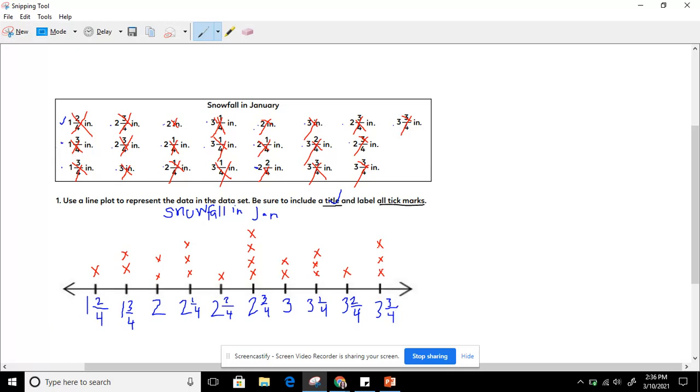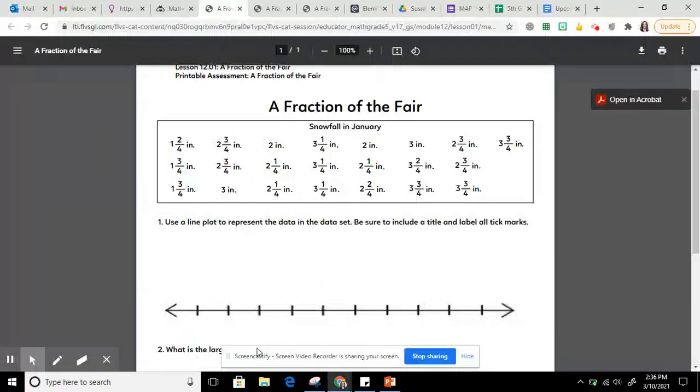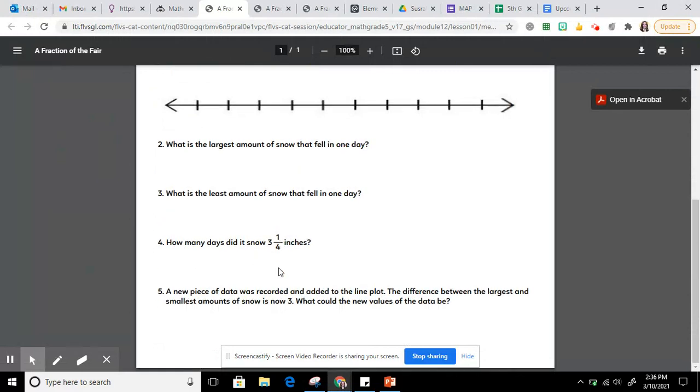Okay, it shows how many of each number we have in the data set. But now instead of it being jumbled up in a box, we have it organized on a line plot. Now, with this data, you're going to answer questions 2 through 5. So if we go back to here, number 2, you're going to look at what is the largest amount of snowfall that fell in one day. Number 3, you're going to look at what is the least amount of snow that fell in one day.